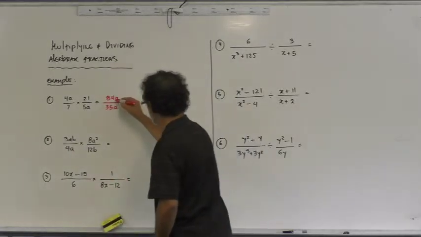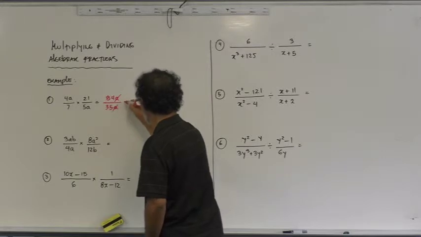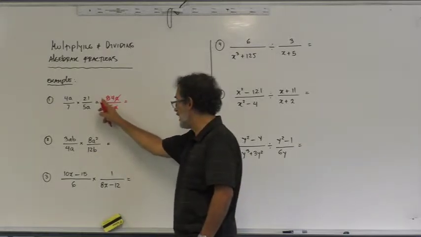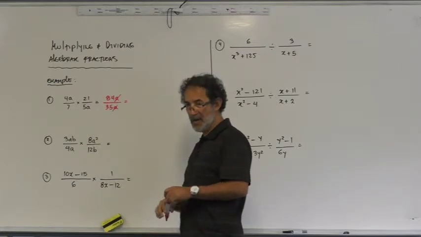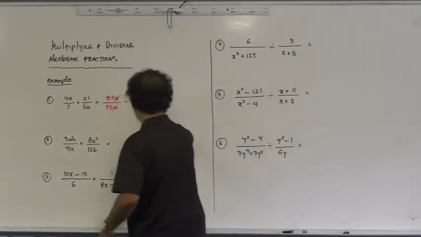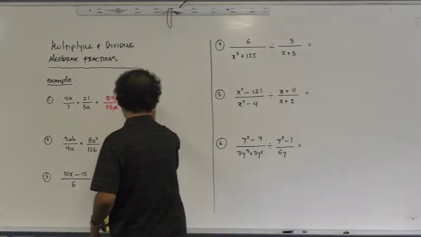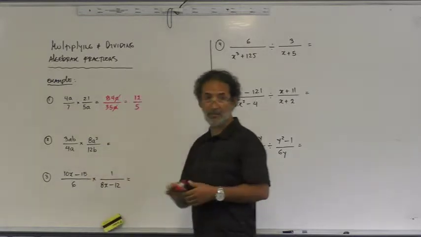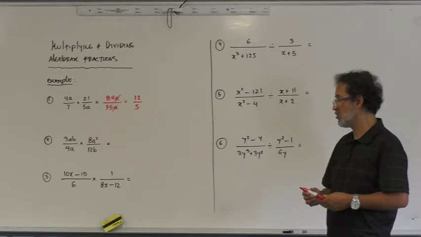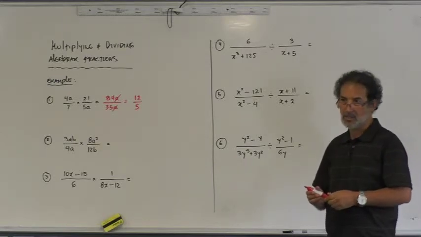So we can cancel these two out. And then you simplify. In your calculator, you do 84 over 35, so you use the ABC key. 12 over 5. That's it. That's all we have to do. That was something that we probably did in year 8.